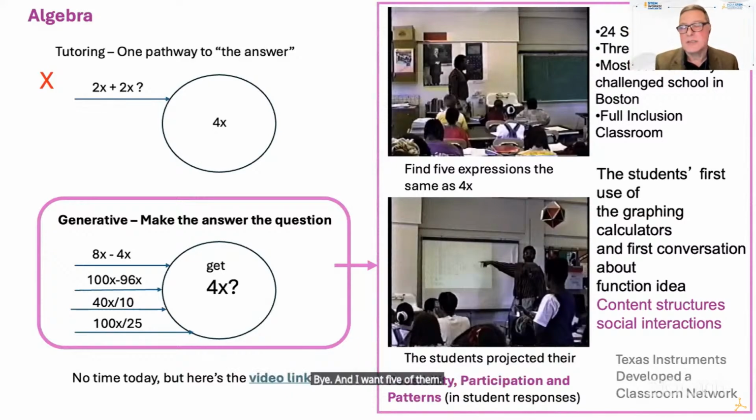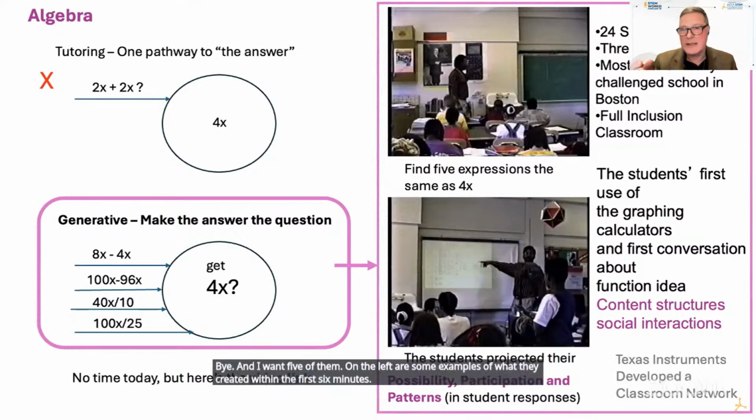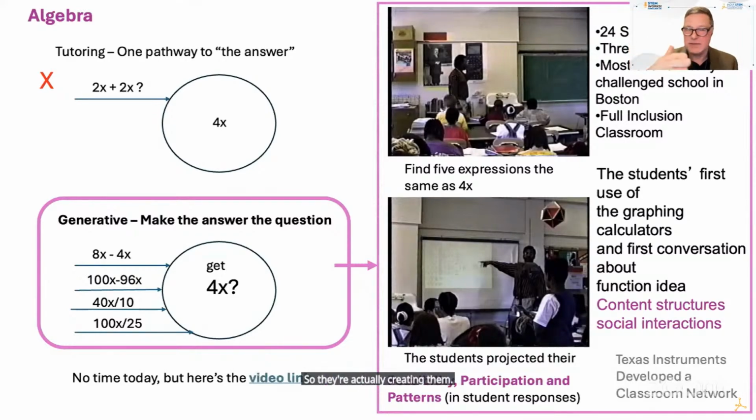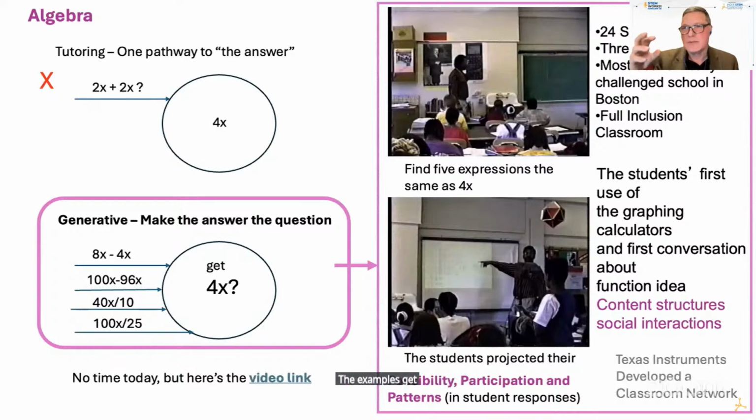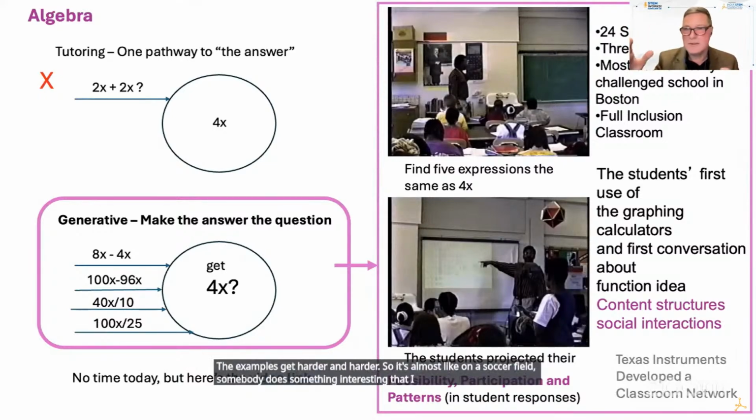On the left are some examples of what they created within the first 6 minutes. So they're actually creating them. If you watch the video, which I put a link to, the examples get harder and harder. It's almost like on a soccer field: somebody does something interesting, then I want to learn how to do it, then I have to do something more interesting. And it does that social dynamic that we do in every single realm of human existence except school.